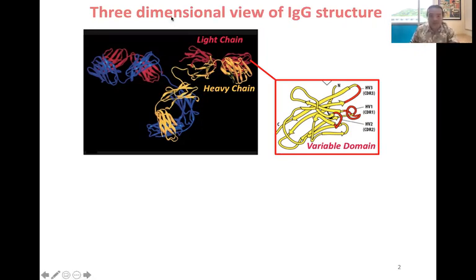So we said that these immunoglobulins are these Y-shaped molecules. Remember, they are proteins. They're made of 4 peptide chains, 2 heavy chains.